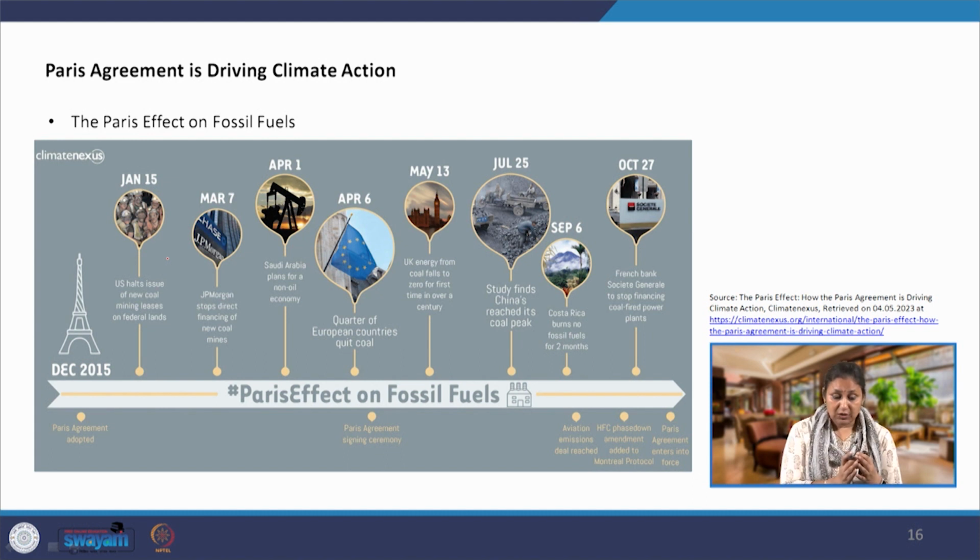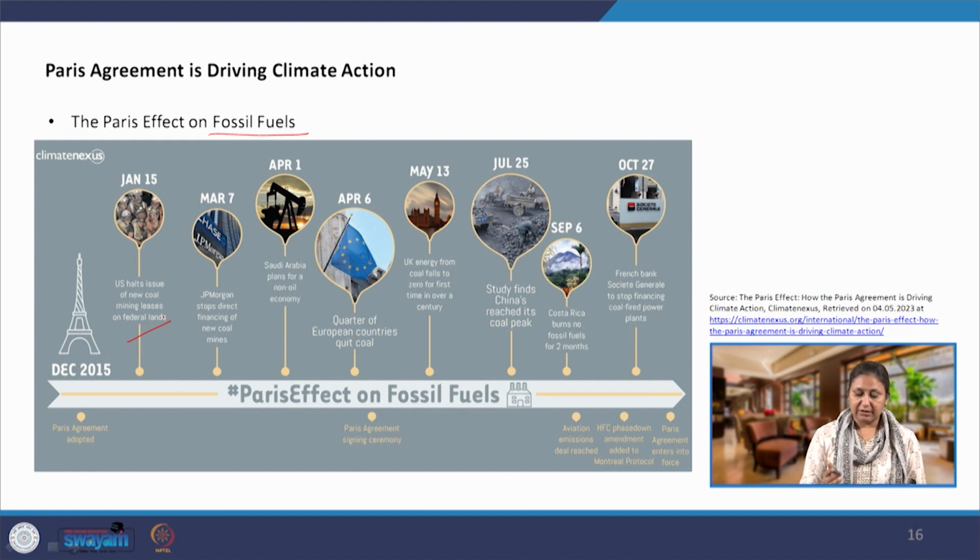So, if we look at the different actions that are taking place with regard to climate action, for example, talking about the fossil fuels. The Paris Agreement was adopted in December 2015, and from then on, we see several new policies. Different countries, whether they have ratified the Paris Agreement or not, are bringing out stricter policies. For example, the US halted the issue of new coal mining leases on federal lands. It stopped assigning leases for mining coal.